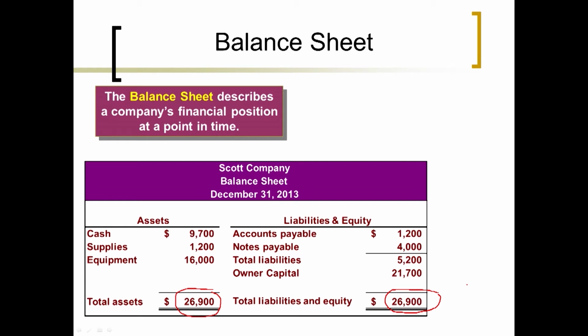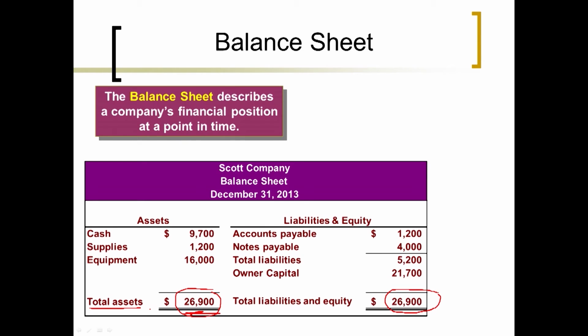Now, let's take a look at it. At this point in time, you have cash of 9,700, supplies of 1,200, equipment of 16,000. You have total assets of 26,900. When you prepare this, you need to put this total, and you need to label it. I don't like numbers at the bottoms of things without a label.